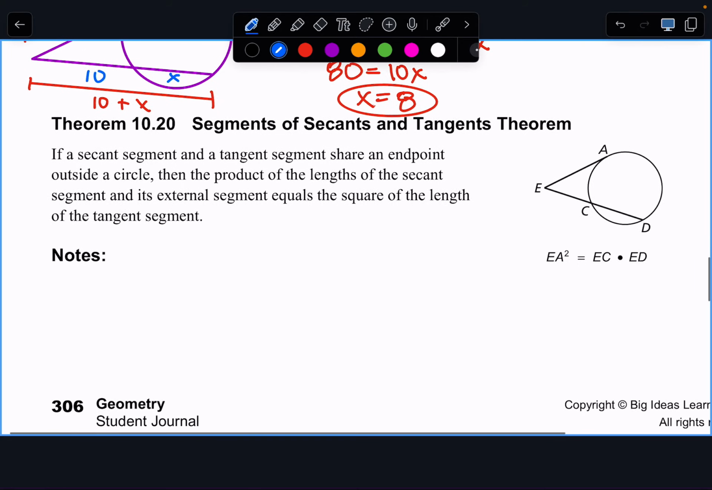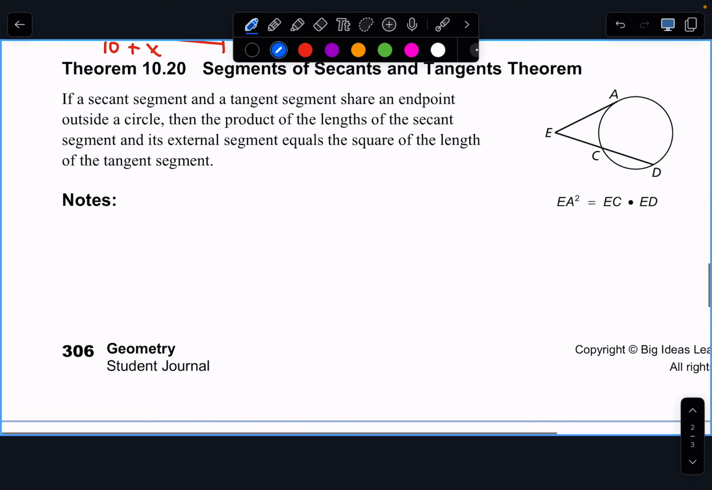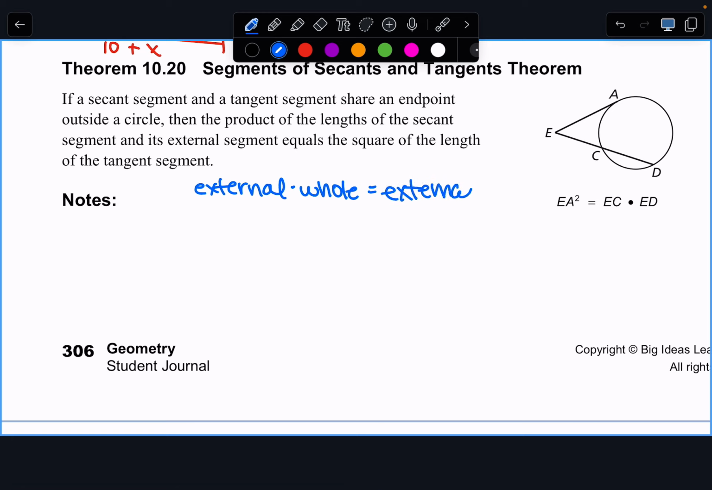Do you see how this picture looks different? Because one of them is a tangent segment, one of them is a secant. Guess what? We solve it the same. External times whole equals external times whole. The kicker is, though, on the tangent, the external segment is the whole segment.